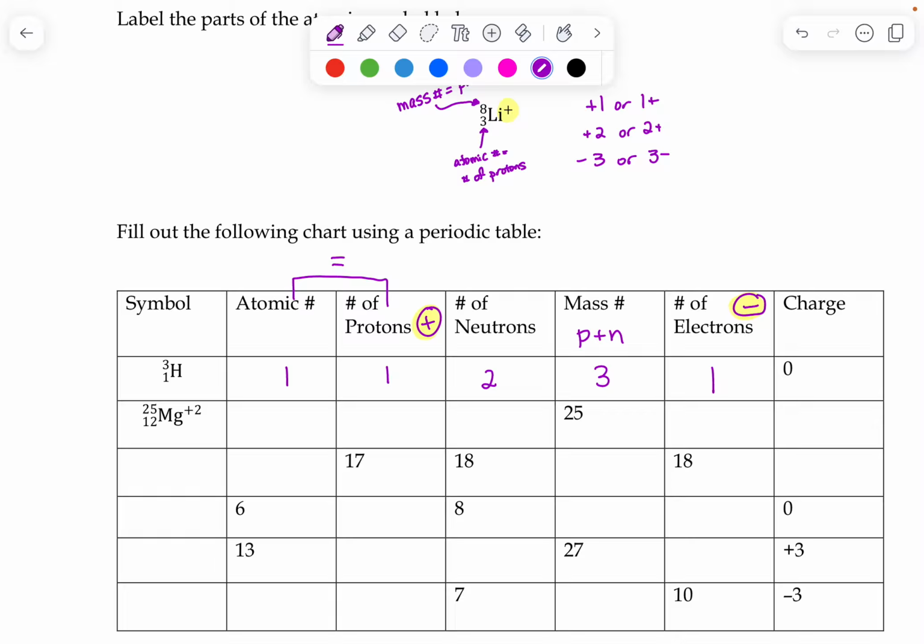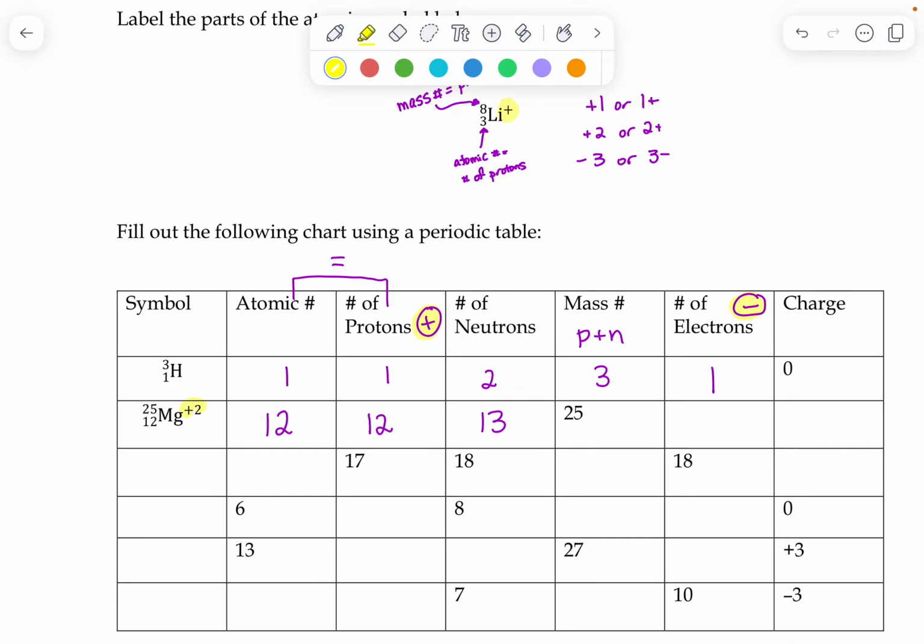This next guy, the 25 12 Mg plus 2, the 12 is the atomic number for magnesium. You can find it on your periodic table. Sometimes people get a little confused and say, oh, it's +2, so does that mean it has 14 protons? Nope, all atoms, all particles of magnesium have 12 protons. That's what makes magnesium magnesium. Now this particular one has a mass of 25, which means we must have 13 neutrons, to do 12 plus 13 equals 25.